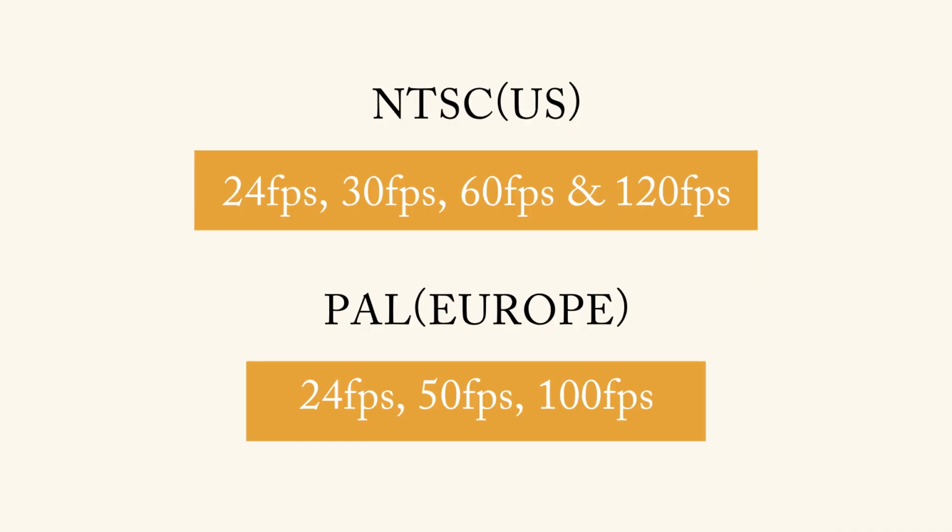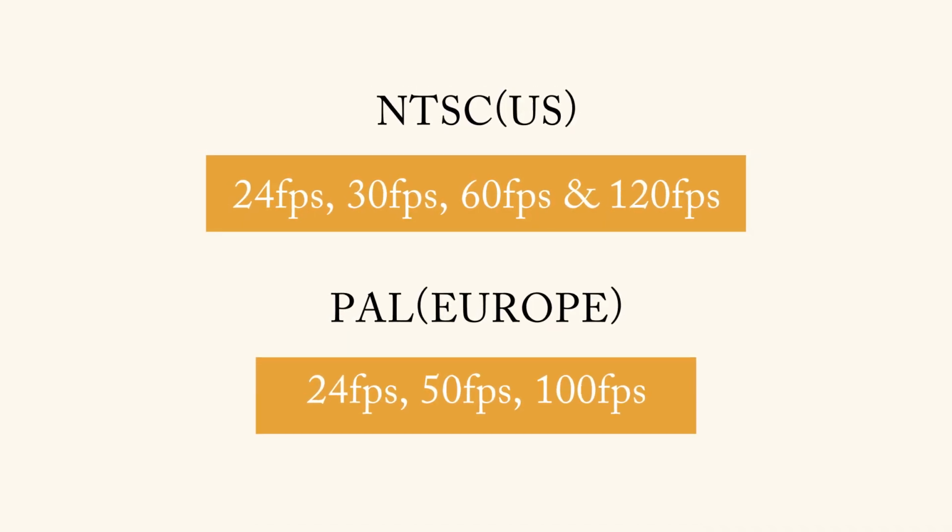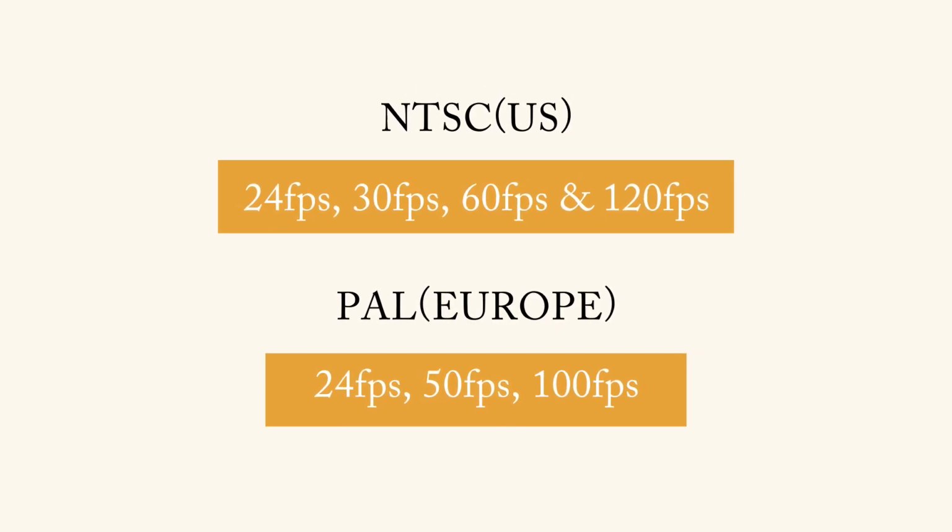The standard frame rates you'll encounter will largely depend on where you are in the world. The most common standards are NTSC for the US and PAL for Europe. For simplicity, we'll focus on PAL since I'm based in the UK, but if you're in an NTSC region, be sure to adjust your camera settings accordingly. So what's the difference between all these frame rates and when should you use each?